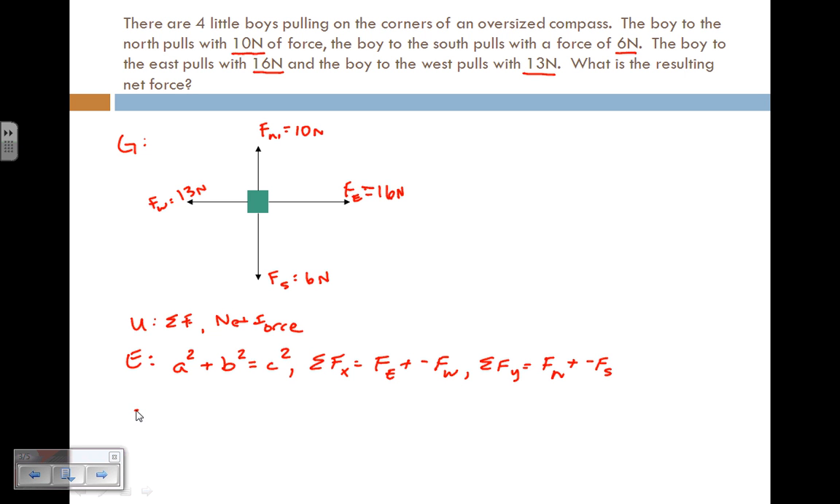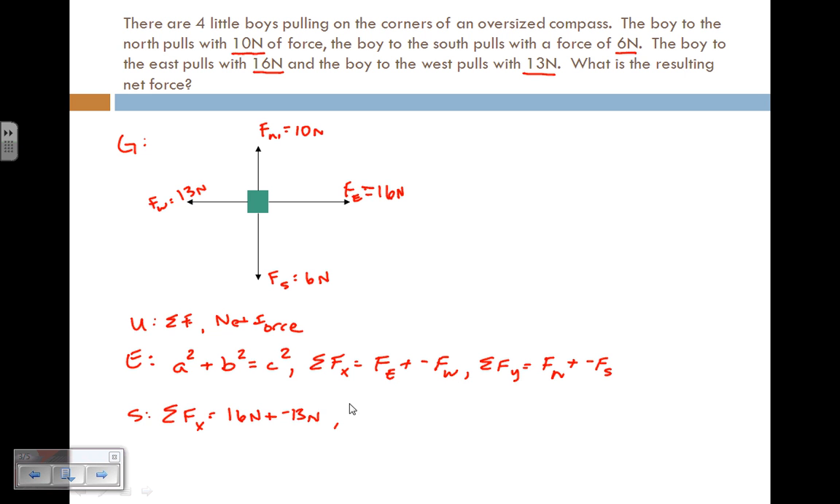Alright, from here we'll just go ahead and substitute all of our numbers in. We can start with the sum of the forces, because the net force for x will be placed in here for A, the net force for y is going to be placed into B, and then we'll solve for C to get the net force. So the sum of all forces in the x direction is going to be equal to the eastern force, 16 newtons, plus negative 13 newtons for the western force.